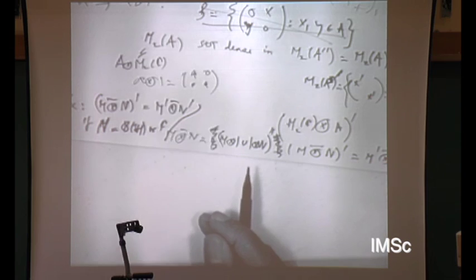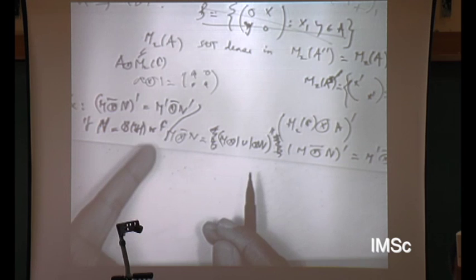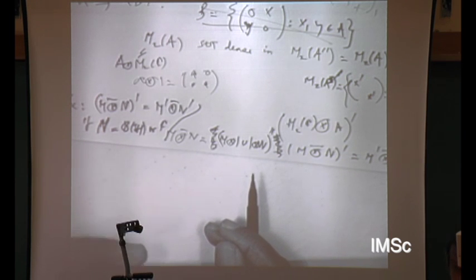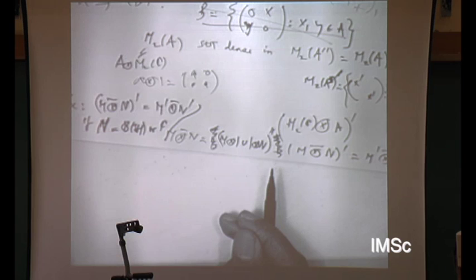A tensor 1 commutant is A commutant tensor 1, and A tensor 1 commutant is A commutant tensor B of H, then in this case Mn, and its commutant will be A double prime tensor 1. That is what we used in the proof of the double commutant theorem.